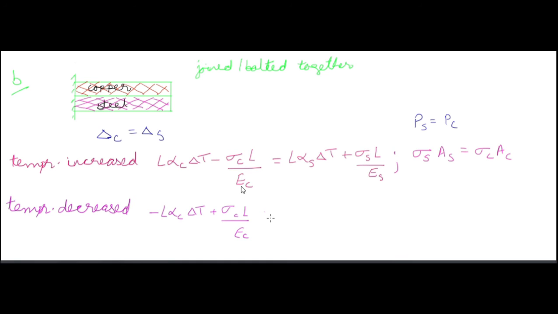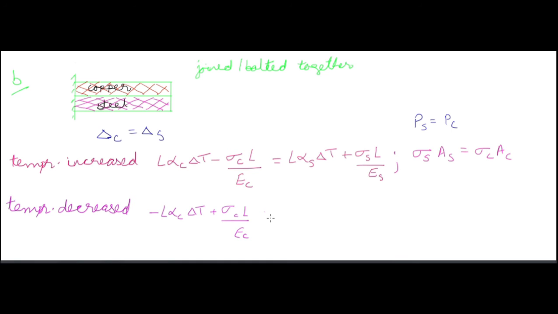Why are compressive forces induced in copper? Because copper will try to elongate more than the steel, since it has a higher coefficient of expansion than steel. So copper will try to increase more, while the steel will try to restrict its elongation.